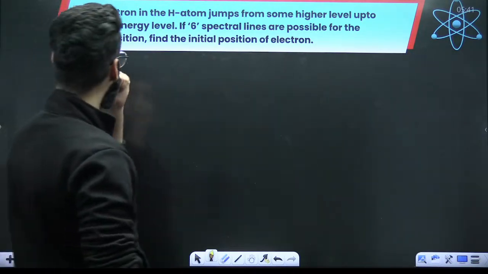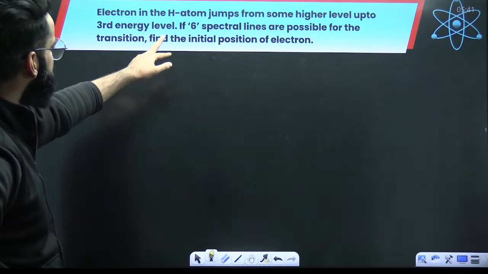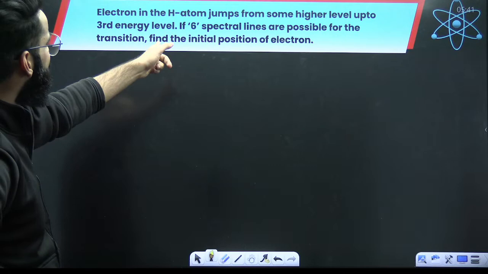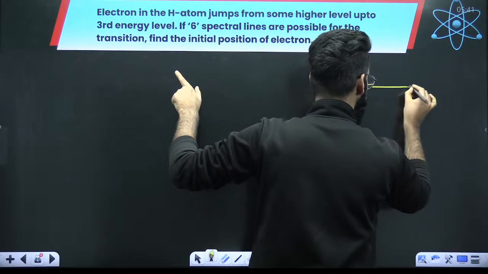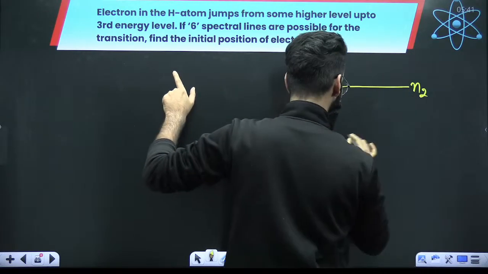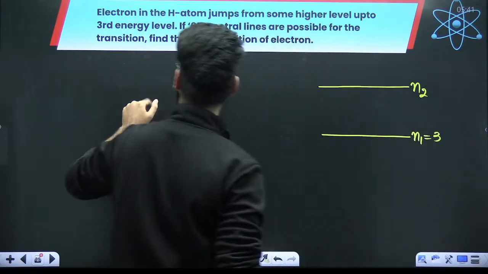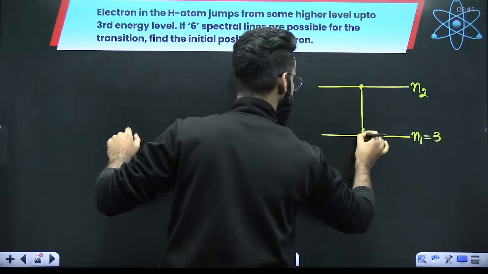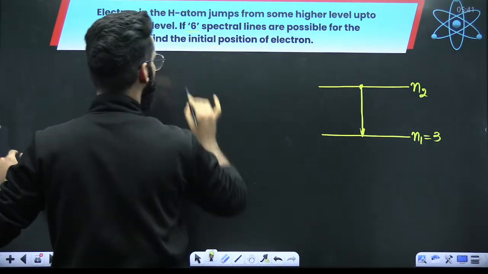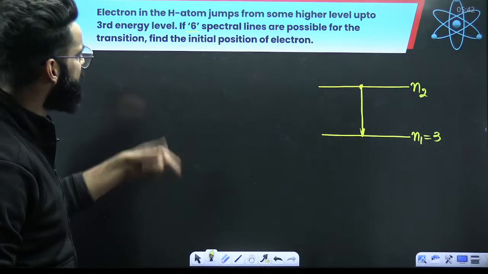Okay, look at this. What does this question say? An electron in the hydrogen atom jumps from some higher level to the third energy level. How many spectral lines are observed? If 6 spectral lines are possible for the transition, find the initial position of the electron.